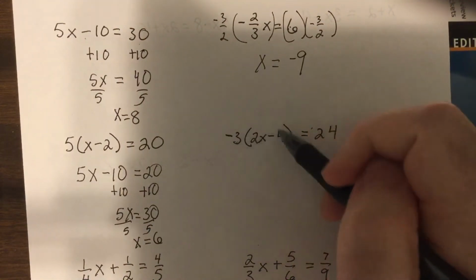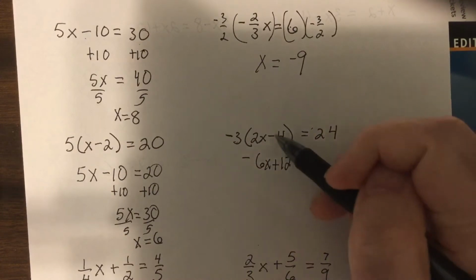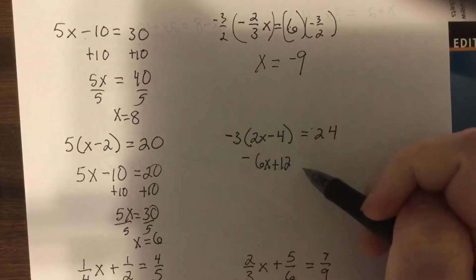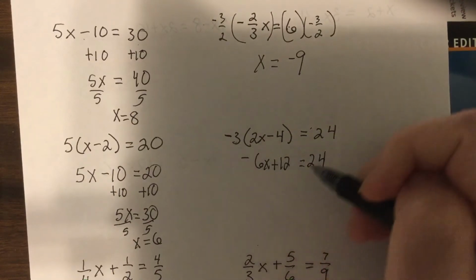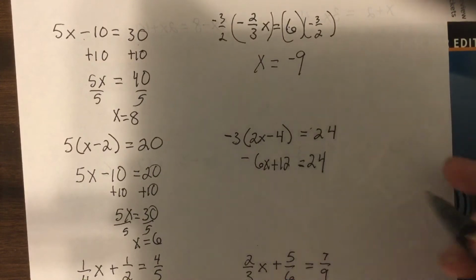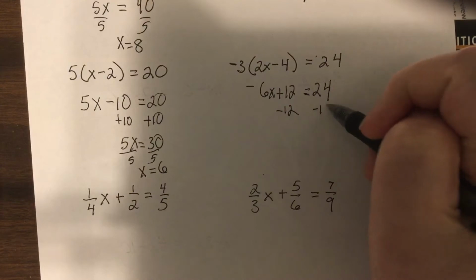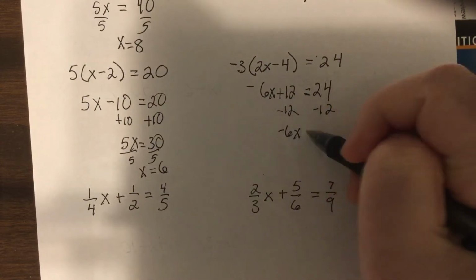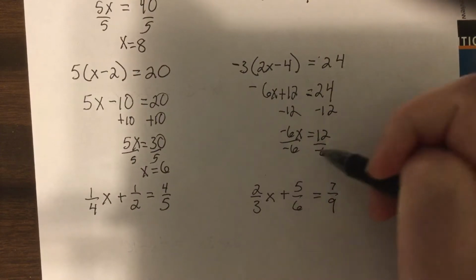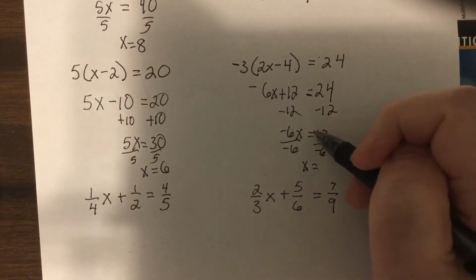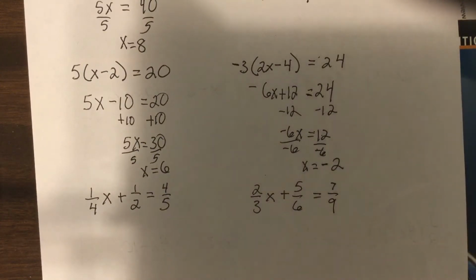Okay, this one, distribute the negative 3, so it's minus 6x plus 12. A lot of people forget to do it. Minus times a minus is a positive. Equals 24. Then I'm going to subtract 12. So minus 6x equals 12. Divide by negative 6. So x equals, a positive divided by negative is negative, 12 divided by 6 is 2.